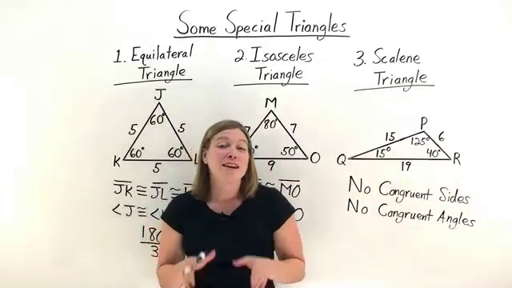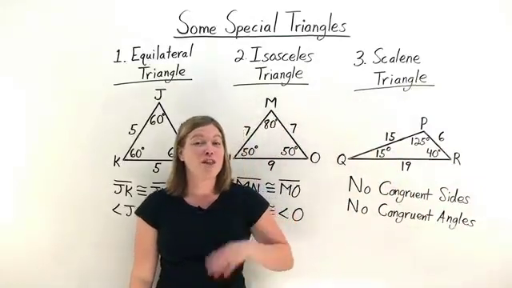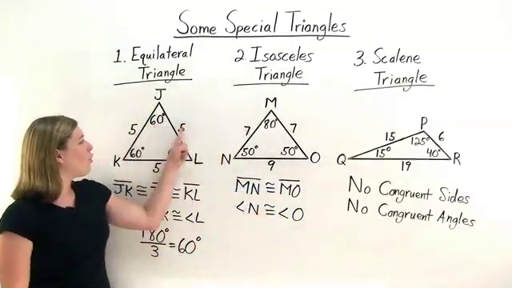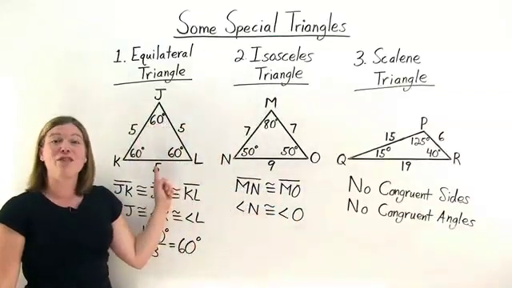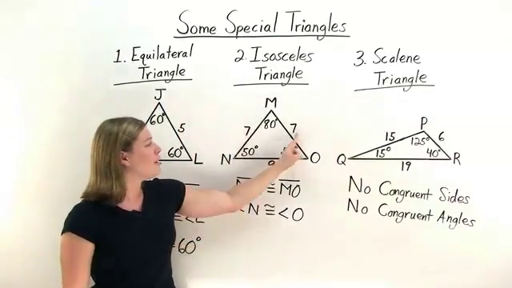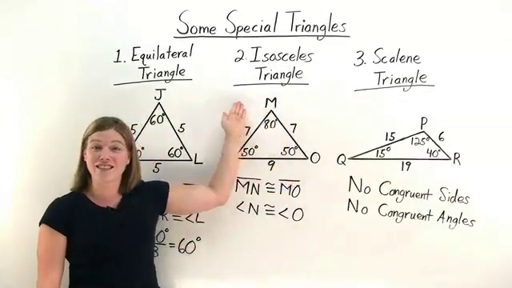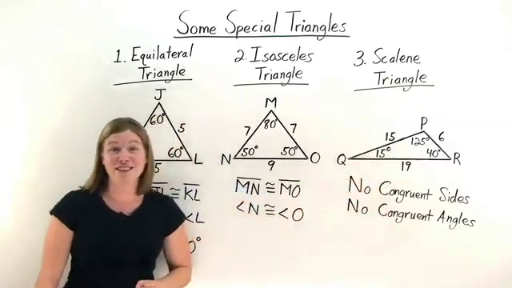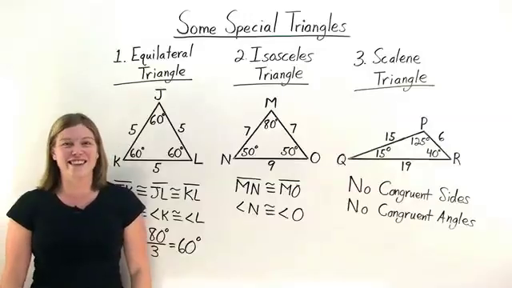So now we know how to classify triangles based on the number of sides that are congruent. If we have a triangle where all three sides are congruent, then we have an equilateral triangle. A triangle where two sides measure the same is called an isosceles triangle. And if we have a triangle that has no congruent sides, then it's called a scalene triangle.